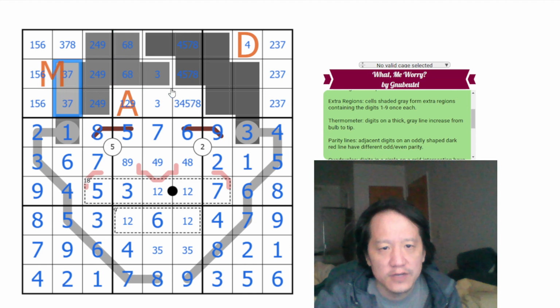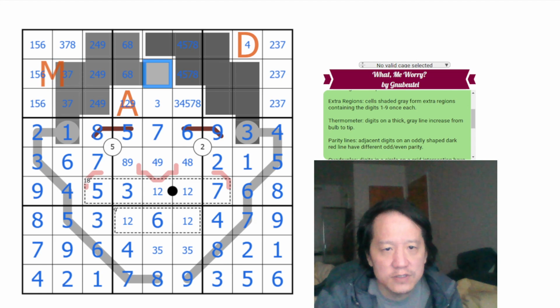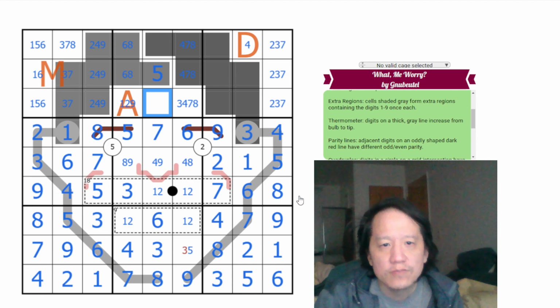This is 3 and 7. This can't be 3 and 7. So this has to be 5 because of the region constraint. So this can't be 5. This can't be 5. This can't be 5. So this is 3. So this can't be 3. That has to be 5.